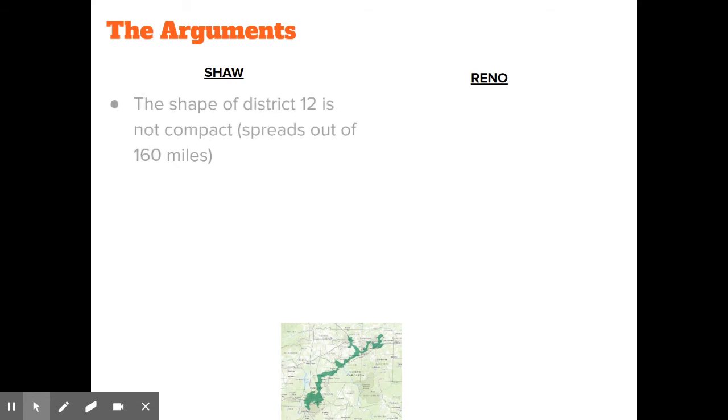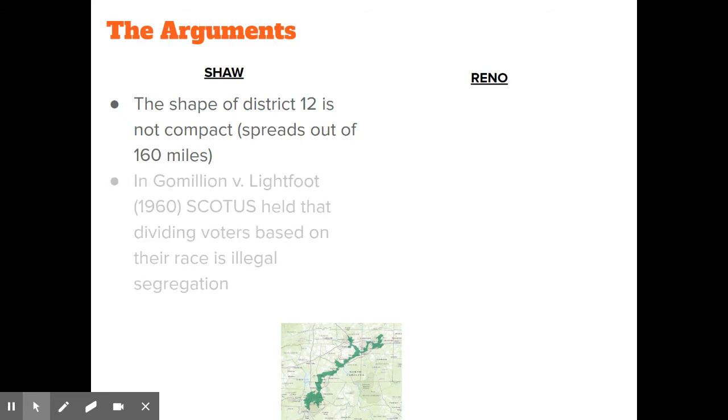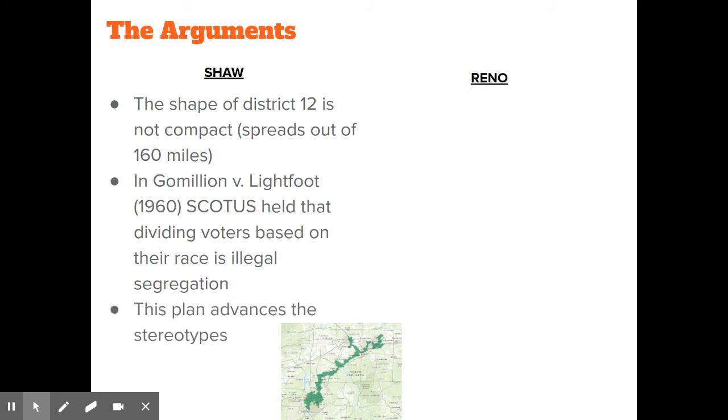So here are the arguments. Shaw was one of these 5 white voters. The lawyers for Shaw argued that the shape of District 12 was way too spread out. It covered 160 miles. Also, they had argued that in 1960, there was a case called Gomillion versus Lightfoot, which had come out of Alabama. That case basically said that drawing districts based on race was illegal and was essentially segregation. And the other argument that Shaw's attorneys make is that this plan advances stereotypes, that only African Americans would vote for African Americans.